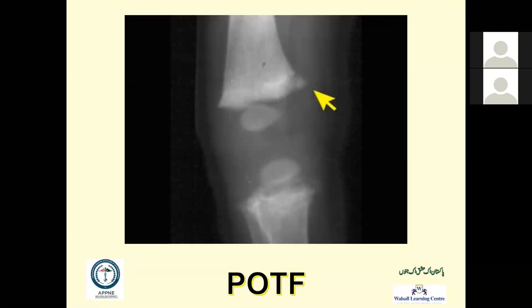Okay. So then the examiner will ask you, what do you want to do next? And you say, I will examine the patient, take a proper history, and I will also organize a skeletal survey. The skeletal survey will show you various stages of fracture healing. They are not all of the same age. This is pathognomonic of child abuse. Okay?